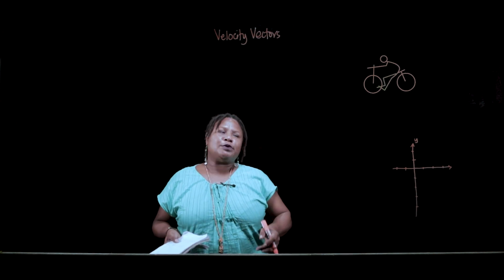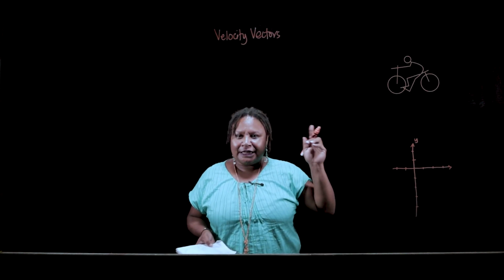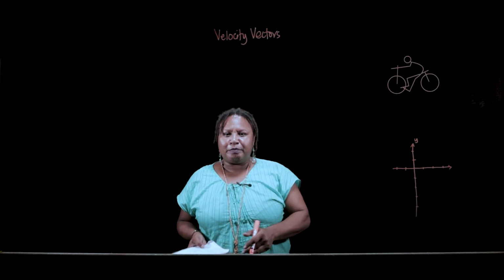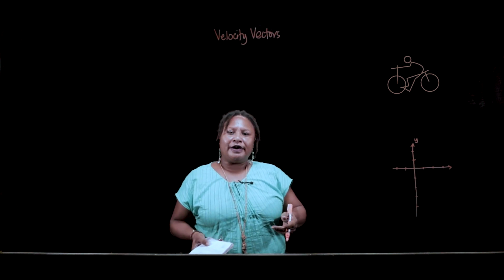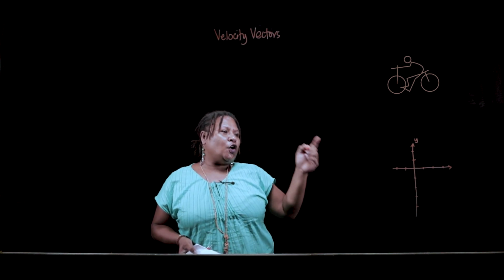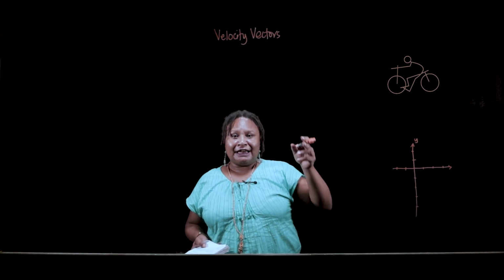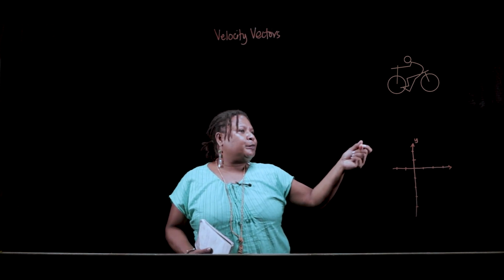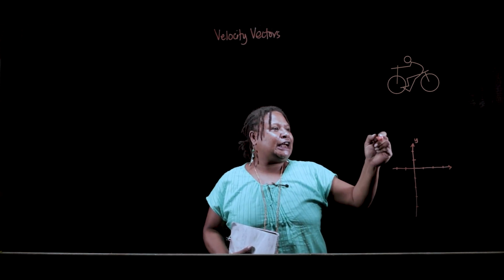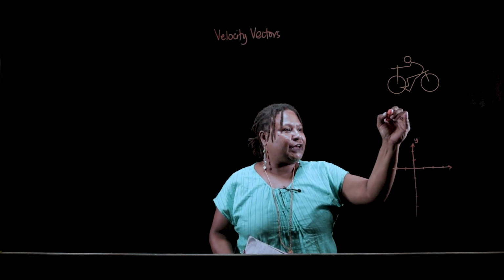Now you can see on the board already we have a cyclist, okay? We're going to find his speed and his bearing. He's going on a trip, taking a bike ride somewhere, all right? Now remember that on a vector, the magnitude or the length of the vector is his velocity or speed, okay?